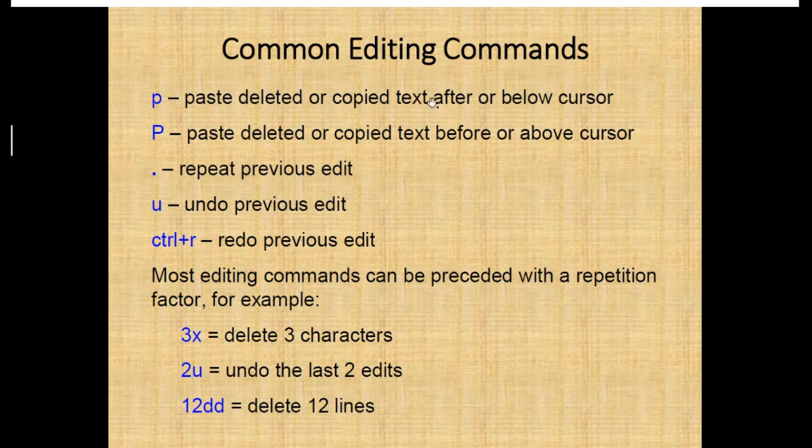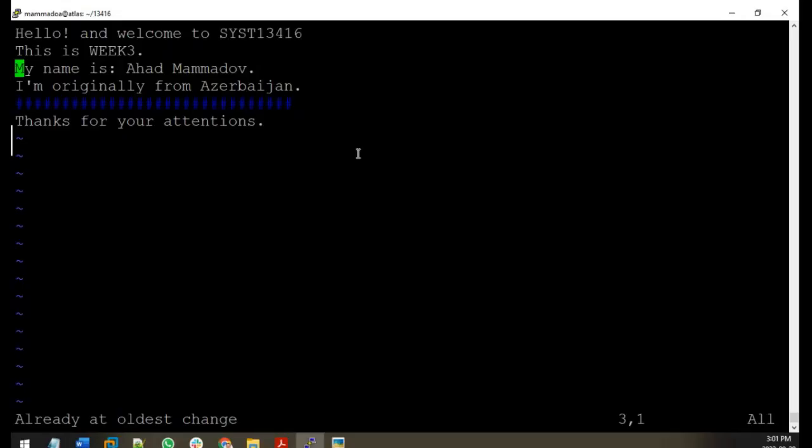Now, after or below the cursor, how can we figure out whether it's going to be below or to the right of the cursor? If this copied text is a line, then it's going to be pasted below. If it's text, not a line, then it's going to be pasted to the right of the cursor. And respectively, capital P stands for paste either before the cursor if it's text, or above if it's a line. Now let's demonstrate. I use YY, which means that I copied the whole line.